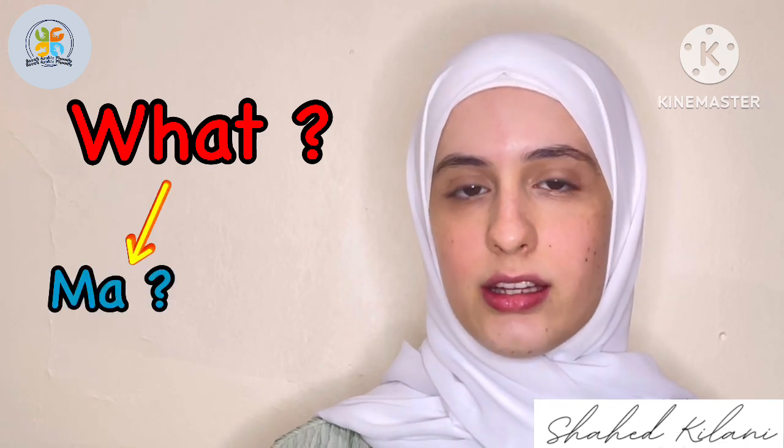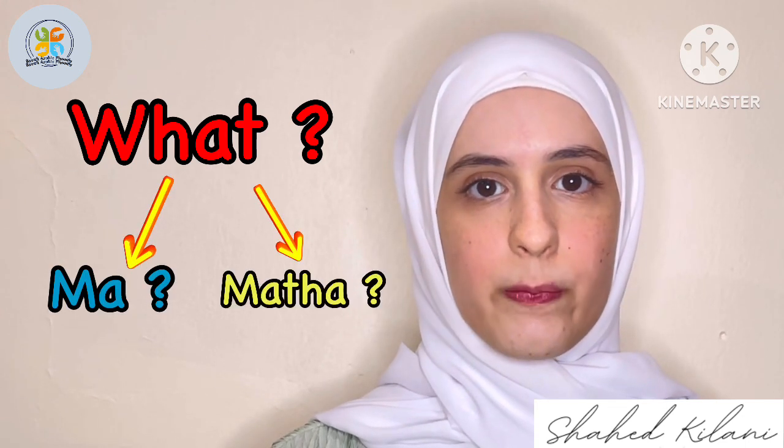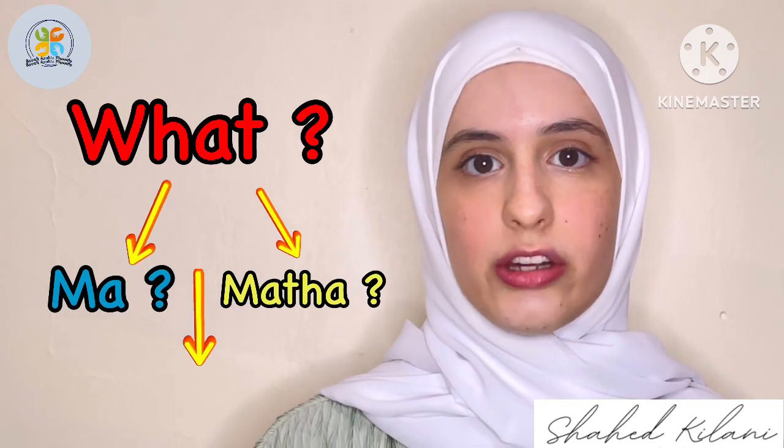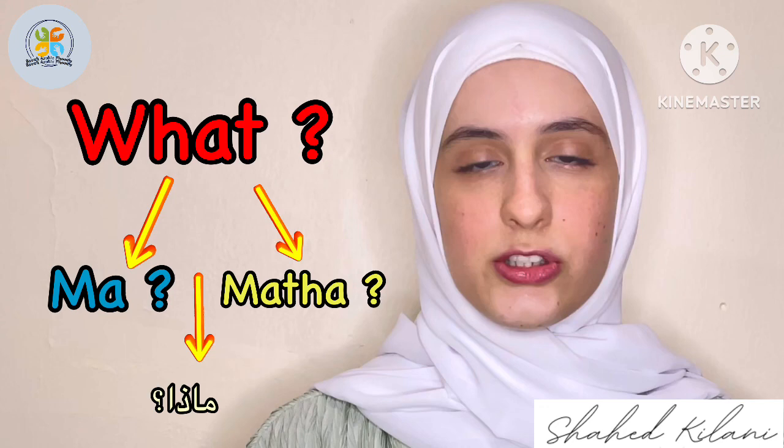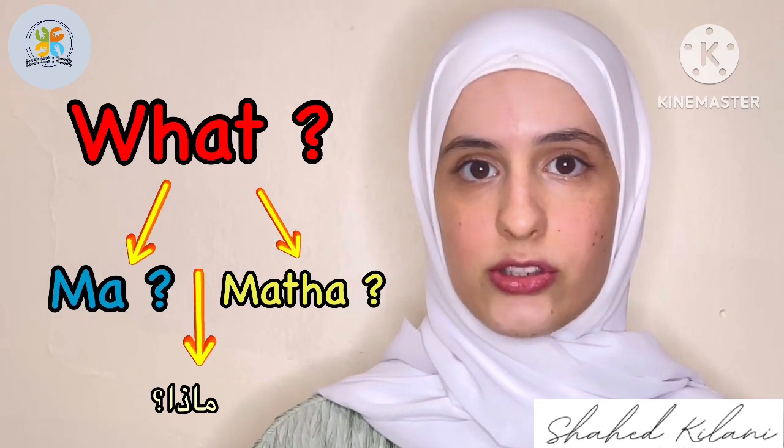The first question word that we are going to take today is what. What has two meanings in Arabic. The first one is ما and the second one is ماذا. ما is used when there is no verb in the question. However, ماذا is used when there is a verb in the question.